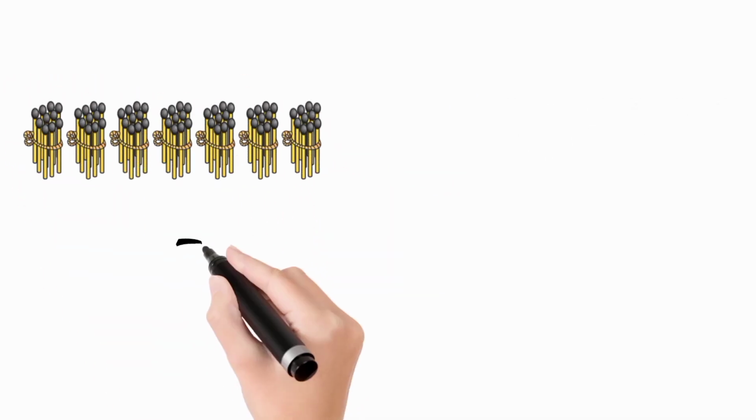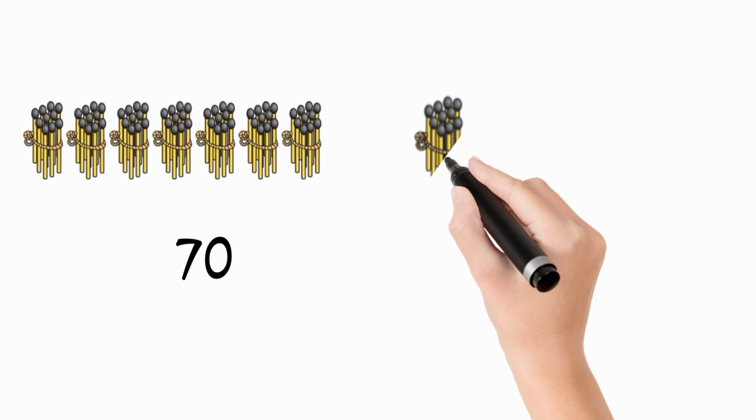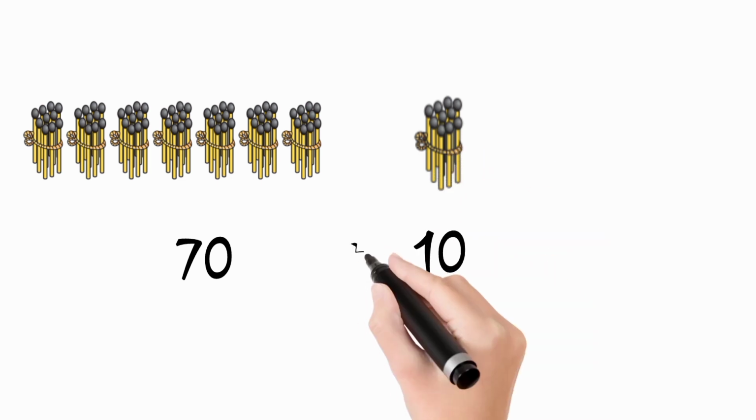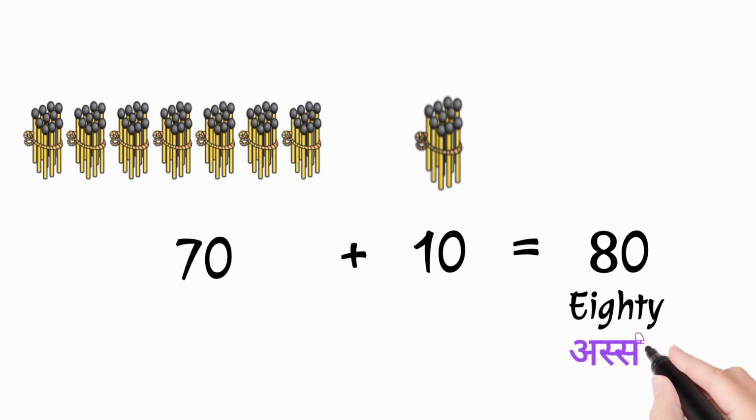Here we have 7 bundles, which means 70 and 1 more bundle, which means 10. So 70 plus 10 is equal to 80. 8 tens and 0 ones. 80. इसे हम 80 कहते हैं. 80 में हमारे पास 8 बंडल्स हैं, यानी 8 टेंस हैं और कोई भी लूज मैचस्टिक्स नहीं है, मीन्स 0 वंस हैं. तो 80 में 8 टेंस और 0 वंस होते हैं.